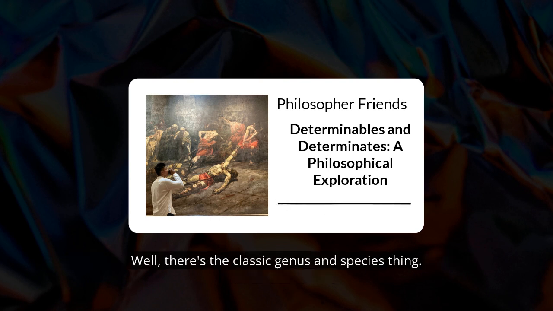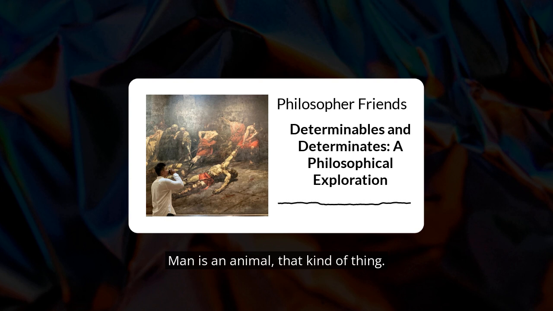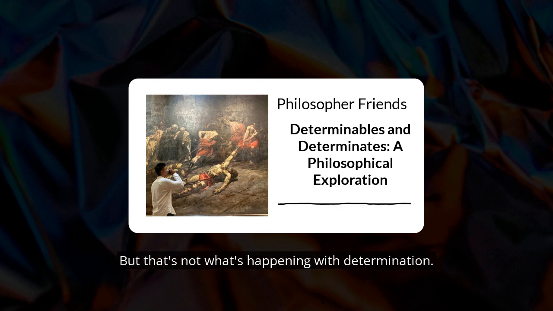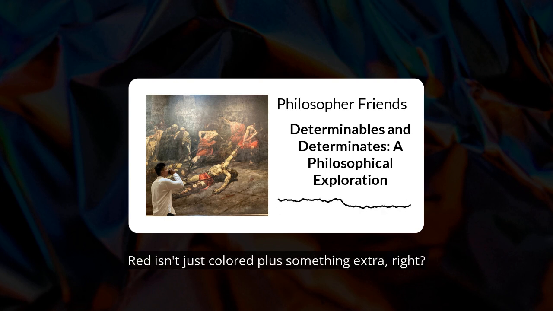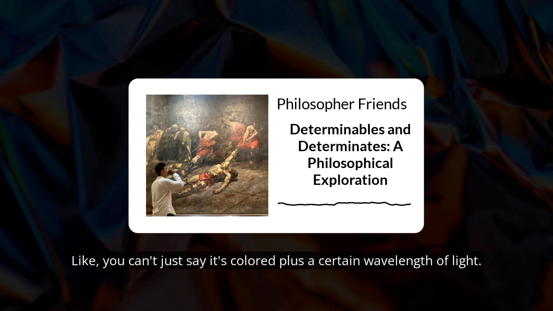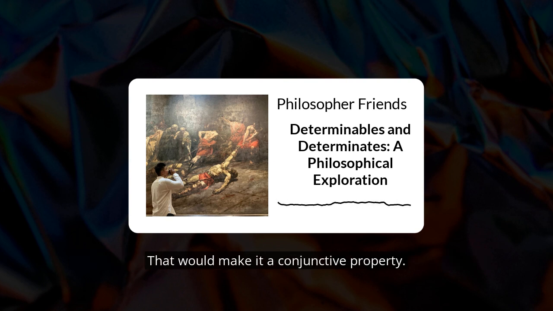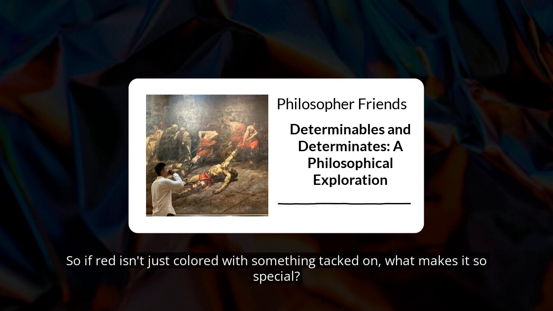Well, there's the classic genus and species thing, man is an animal, that kind of thing. But that's not what's happening with determination. Red isn't just colored plus something extra, right? Like, you can't just say it's colored plus a certain wavelength of light. That would make it a conjunctive property, like it's built from smaller pieces. But determination isn't like that at all. So if red isn't just colored with something tacked on, what makes it so special?